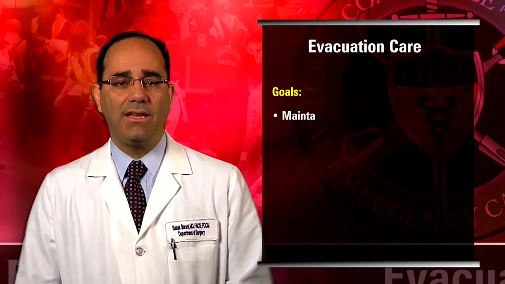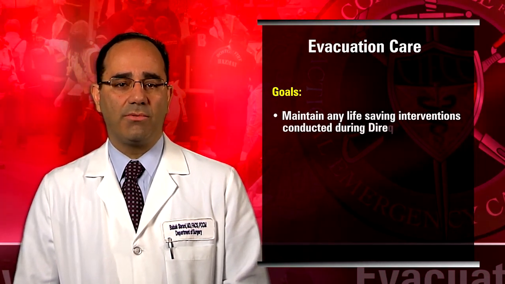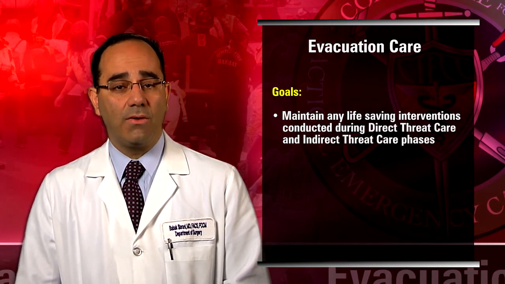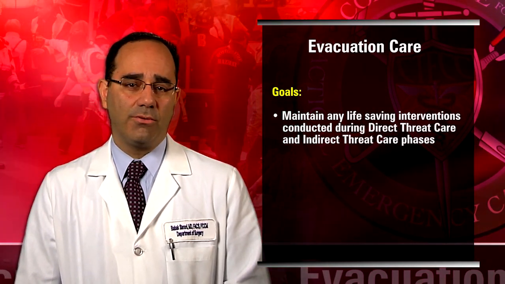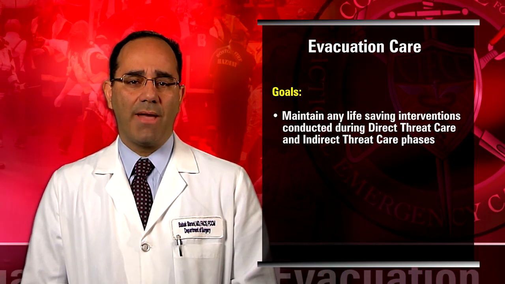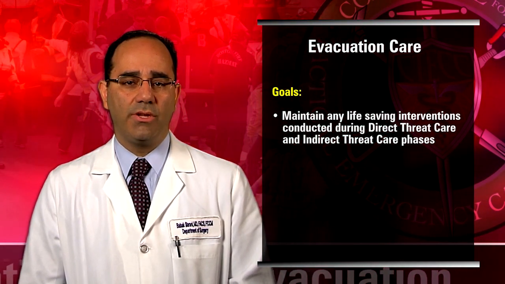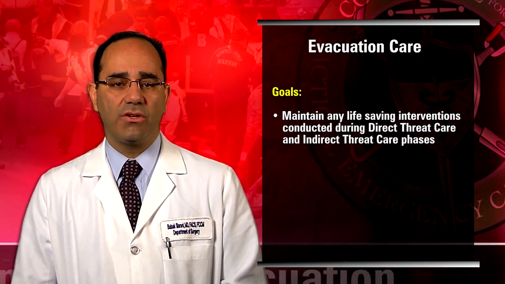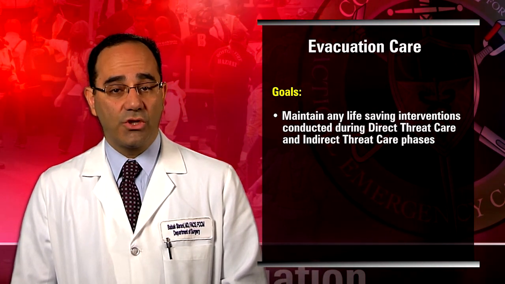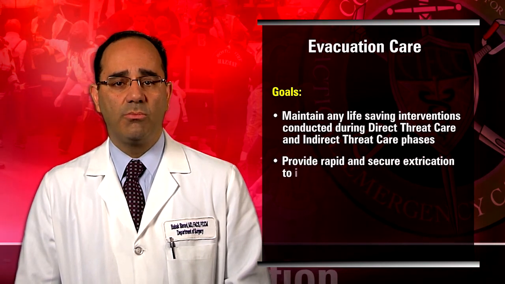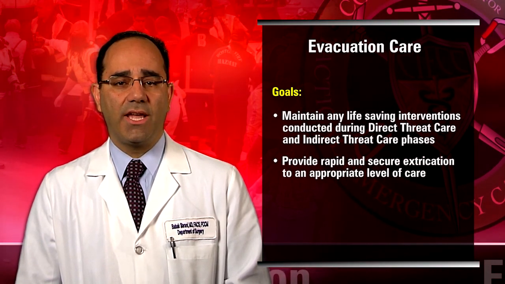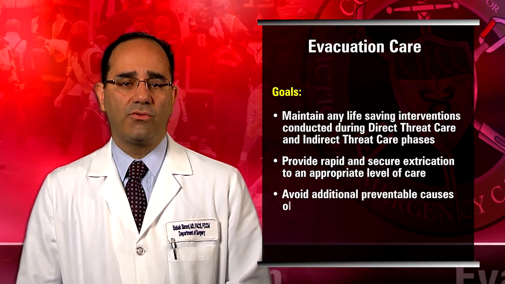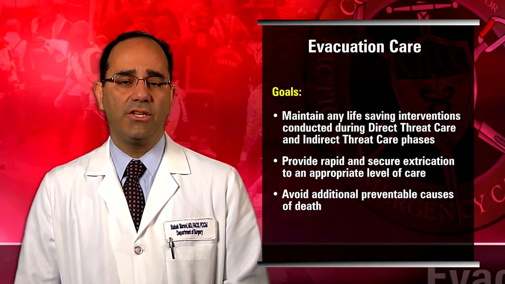The goals in evacuation care are, first, to maintain any life-saving intervention that was applied during indirect threat care or direct threat care. For example, any bleeding or airway management that was applied at the point of wounding should be continued on through the continuum of care into the evacuation care phase. Additional goals in this phase include providing rapid and secure extrication to the appropriate level of trauma care and avoidance of any additional preventable causes of death.